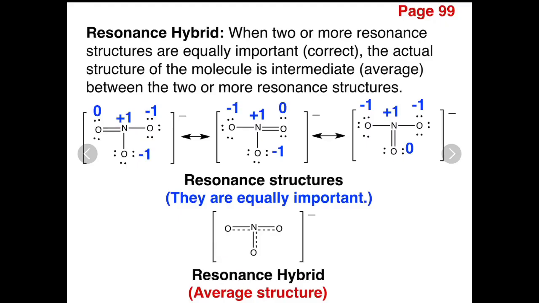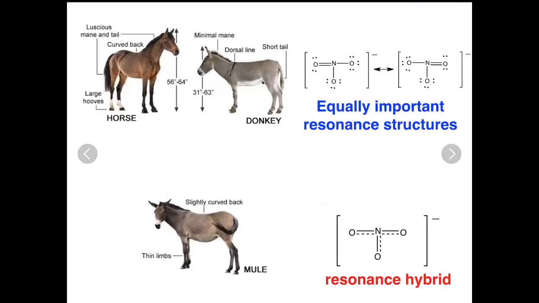Most of the time, give me the actual resonance structure or actual Lewis structure for that. Okay, so again, if you think of this as horse, donkey, and mule, right? So the resonance structures that are equally important, the average of that would be the true representation, which is expressed by the resonance hybrid.